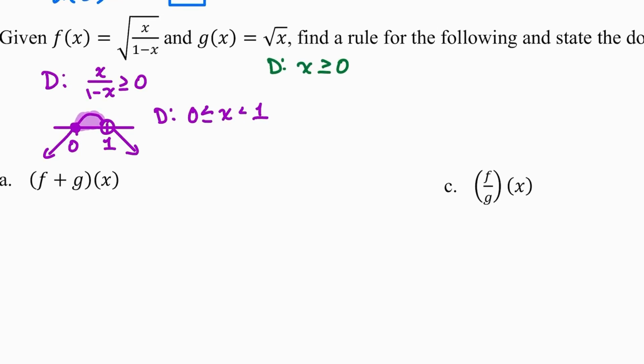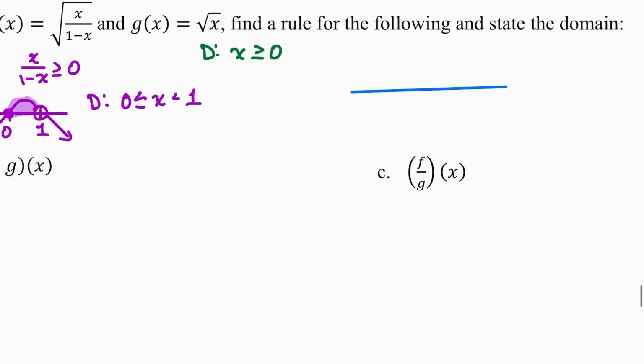Well, if we're going to put these two functions together as one, what I need to do is AND these two domains. So I need to figure out when x is greater than or equal to 0 and less than 1, and when x is greater than or equal to 0. So again, we're looking for the AND between these, the intersection of these.